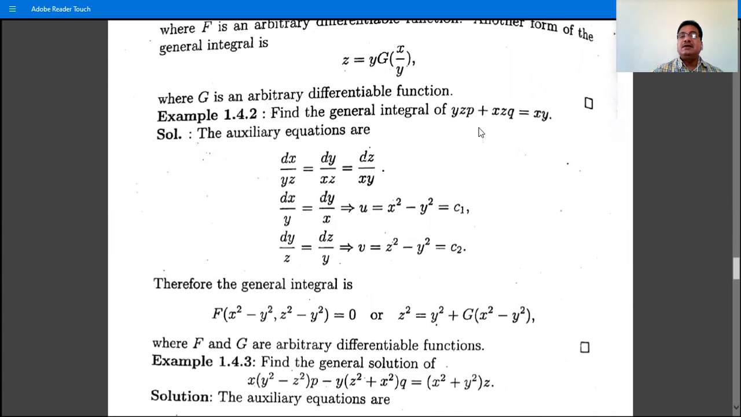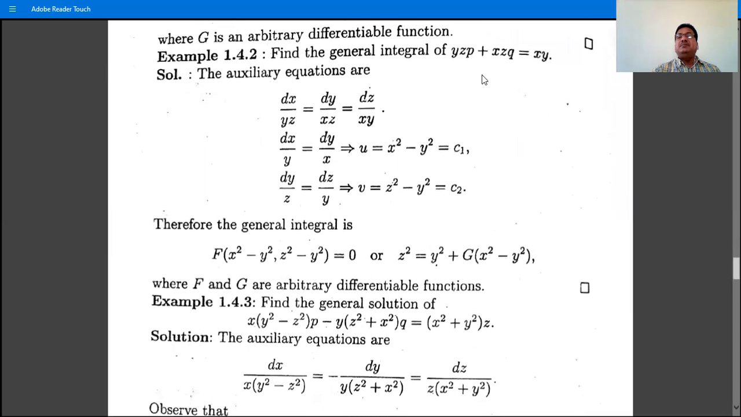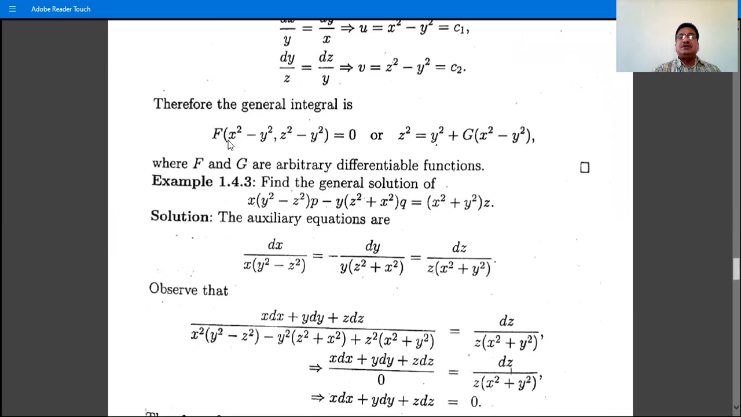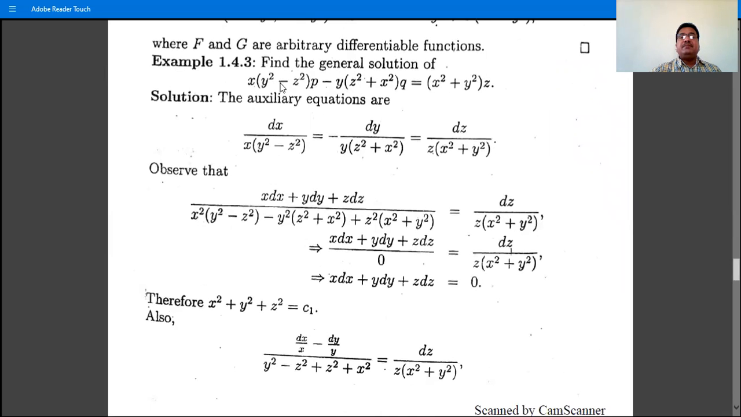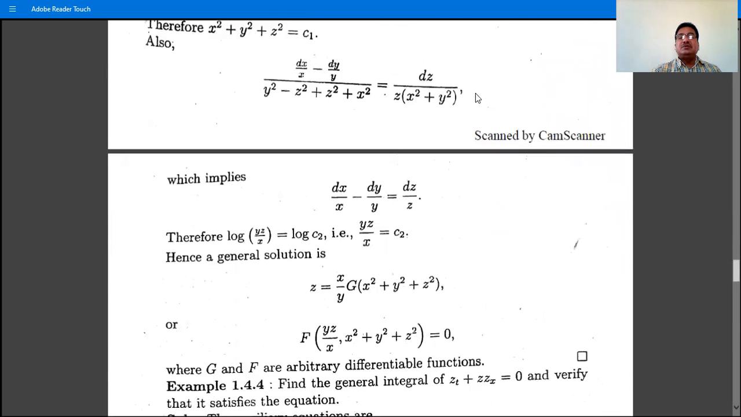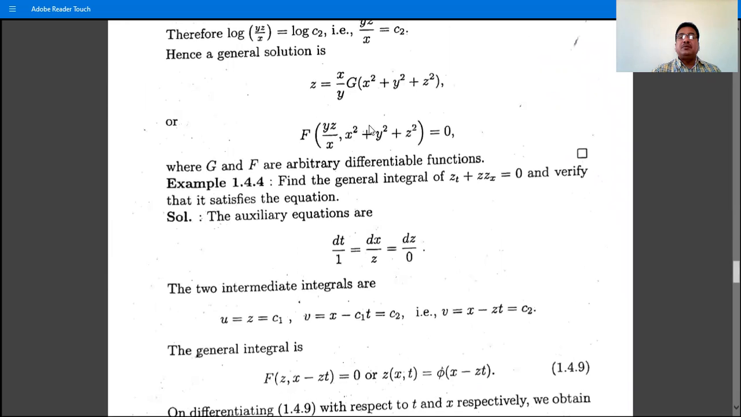Find the general solution. Again it is a problem of the same type, Pp + Qq = R. So the solution is given. This is the solution. Next problem is again of the same type and the solution is given. This is the solution of the problem.